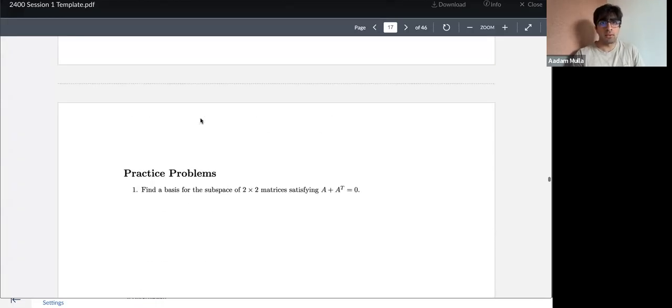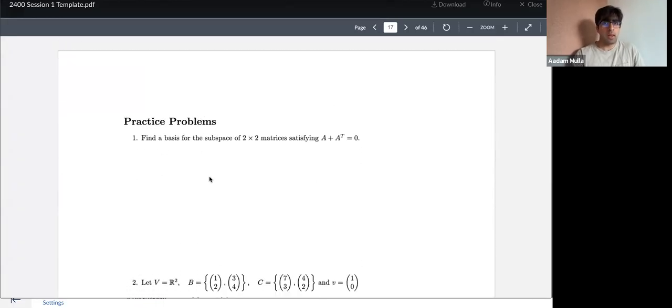Okay, let's do the next one. Try this one. This one's kind of a logic one. Find a basis for the subspace of 2 by 2 matrices. So this is where we're using subspace again, right? Because 2 by 2 matrices is the entire space. We don't care about that.